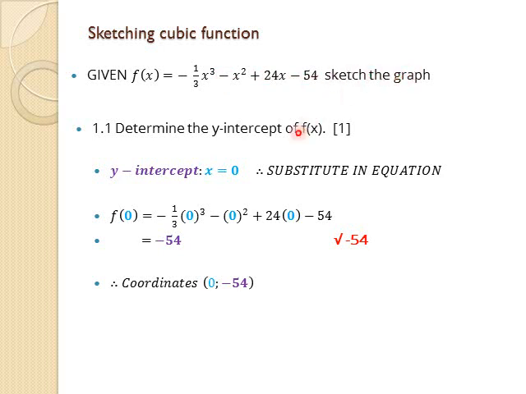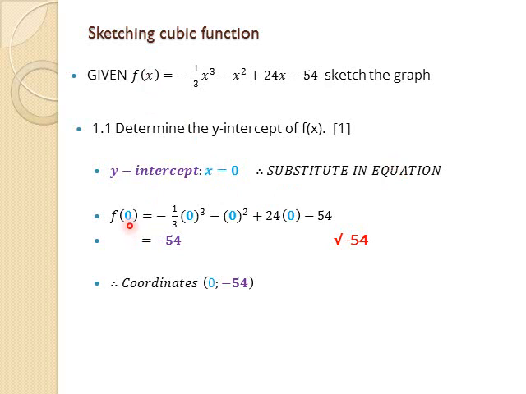So to sketch the graph, we have to find the y-intercept. We must be able to find the x-intercept, stationary points, and point of inflection. Not really necessary, but it's one of those questions that's always tested. So number one, determining the y-intercept of f of x. No matter which function we give you, if we want the y-intercept, we will make x equal to 0 and substitute that into the equation.